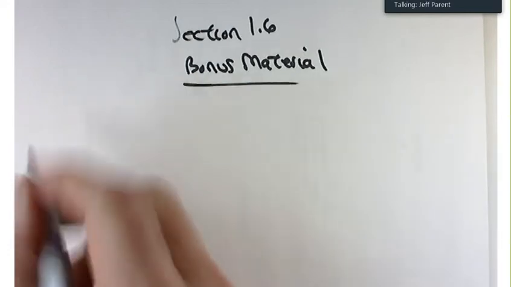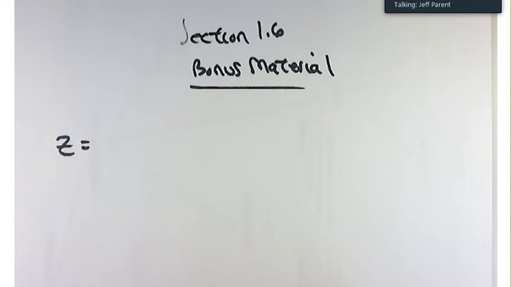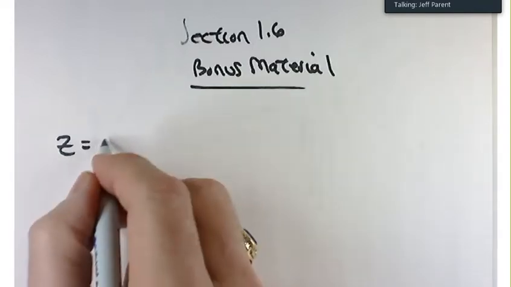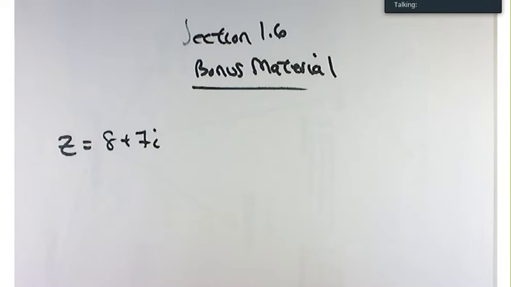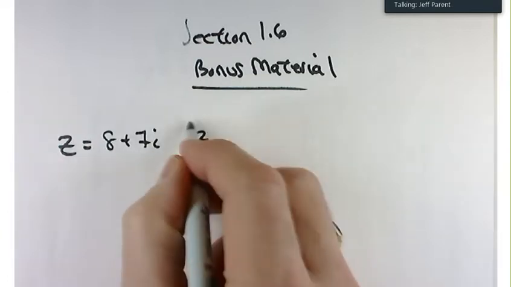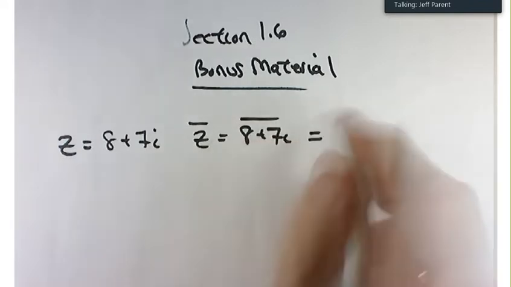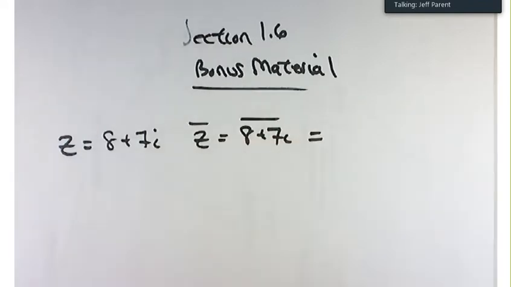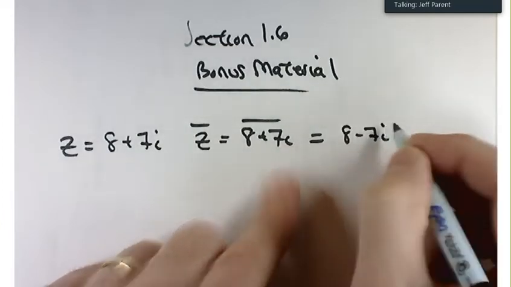Bam. A lot of times we'll use z to denote a complex number. So z could be something like 8 plus 7i. Its conjugate, z bar, when you take its conjugate, all you're doing is changing the sign on the complex part. So that would be 8 minus 7i.